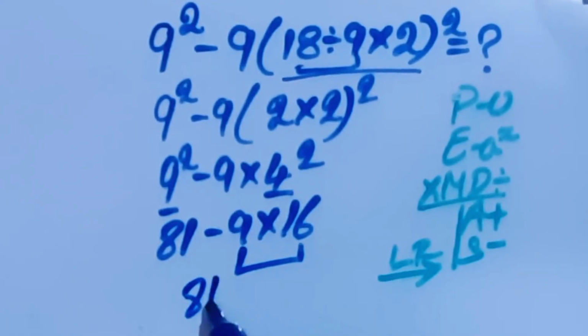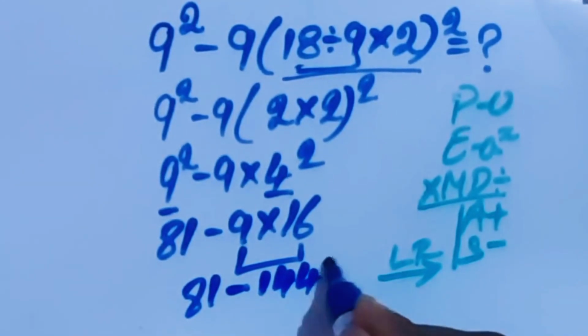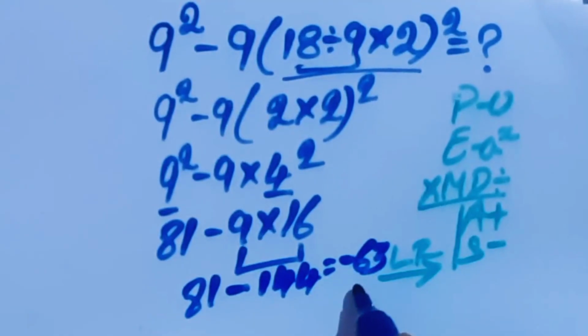Here 81 minus, this is 144. Now this 81 minus 144 is negative 63, which is the right answer.